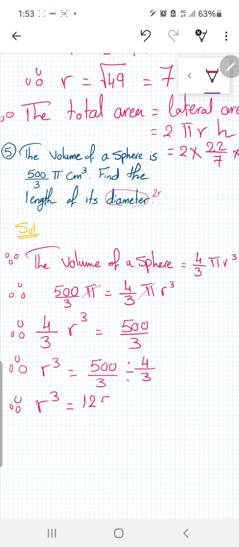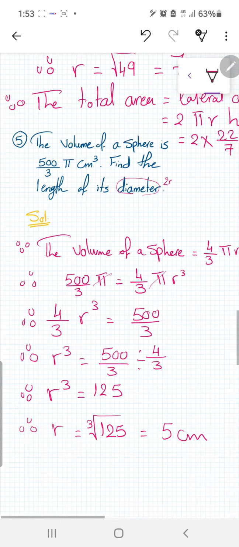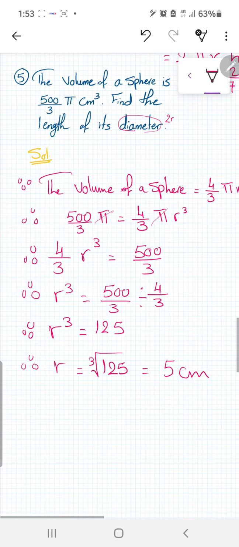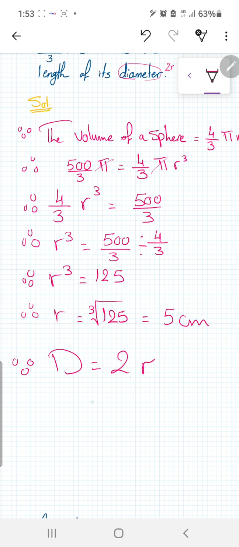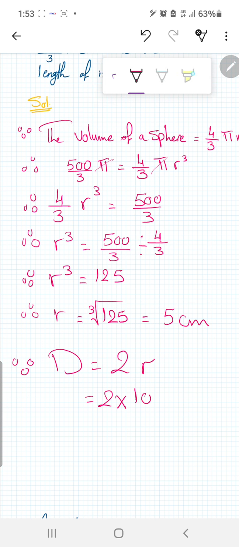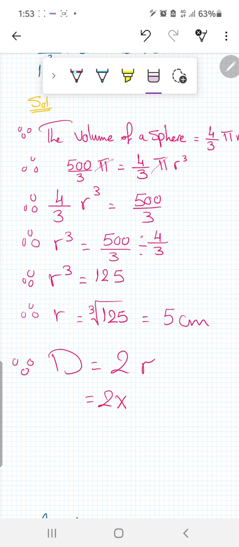Okay, take the cubic root. r will be 5 centimeter. Okay, find the length of the diameter. As we said, since diameter equals 2r, which is 2 multiply 5, which is 10 centimeter.